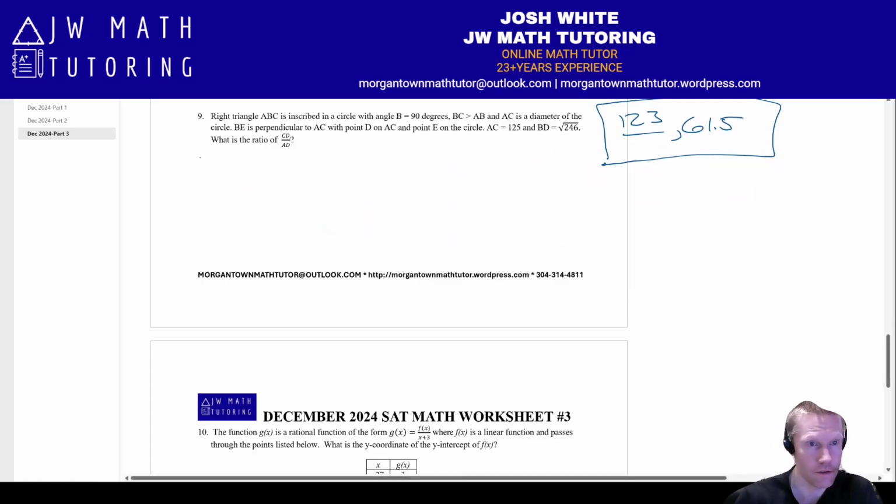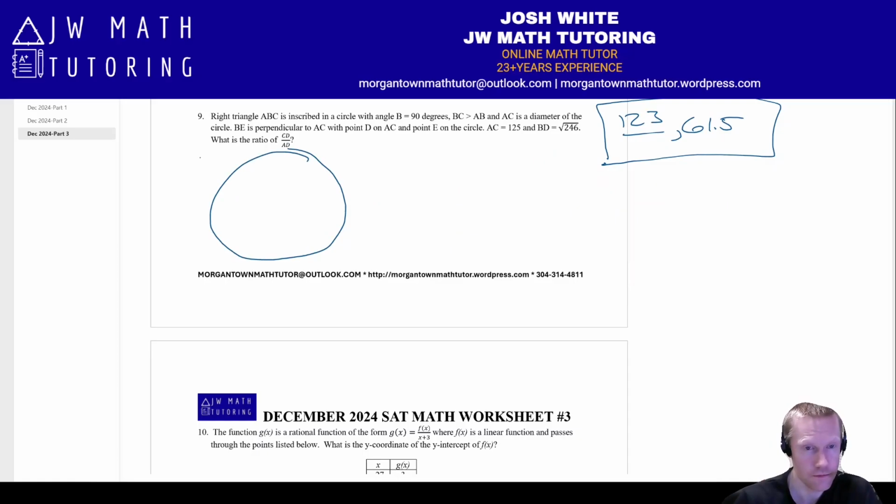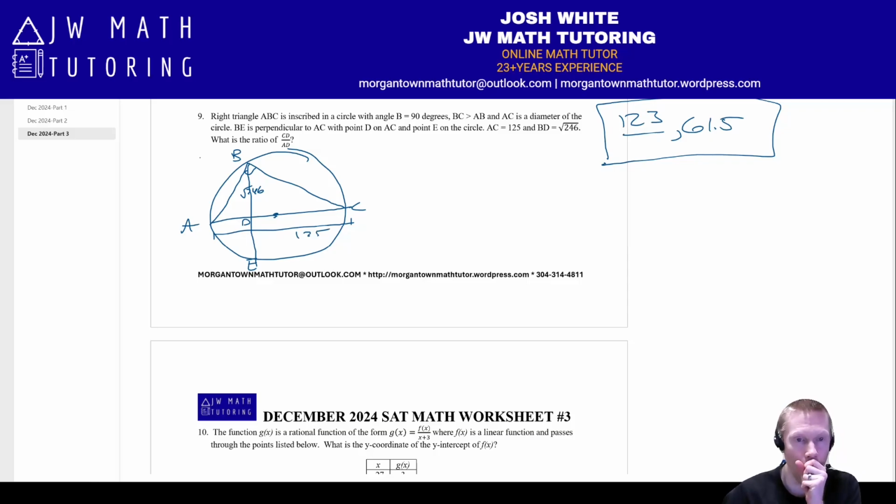All right, so just quickly redo the picture. Here's our right triangle. Here's D, here's E. Root 246, the whole thing 125. So what we're going to do is I'm going to just set this equal to x and this part from D to C equal to 125 minus x.